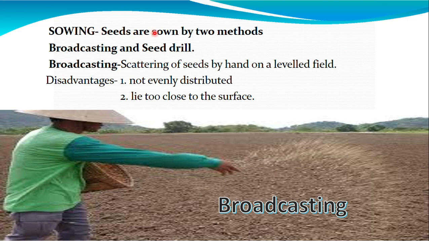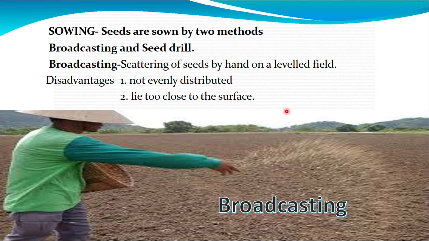Seeds are sown by two methods, broadcasting and seed drill. Broadcasting is one of the easiest methods for sowing seeds. The seeds have to be scattered on a level field. But there are disadvantages of broadcasting. The first disadvantage is the seeds are not evenly distributed. The second disadvantage is the seeds may lie too close to the surface or too far away from each other.